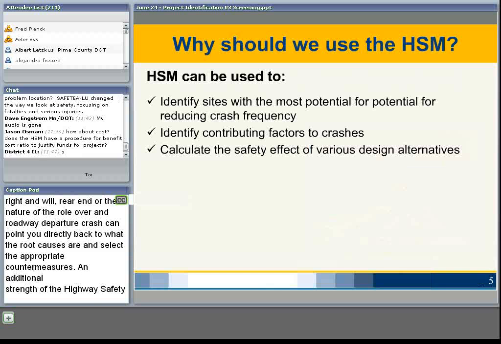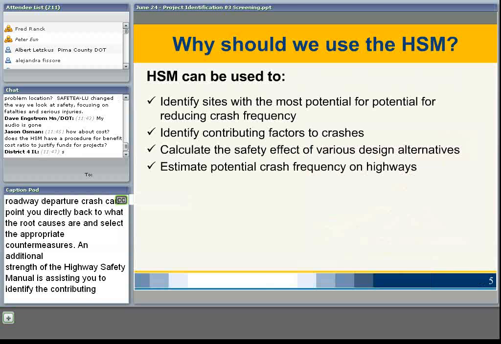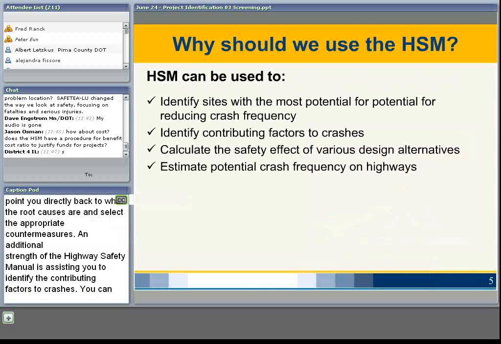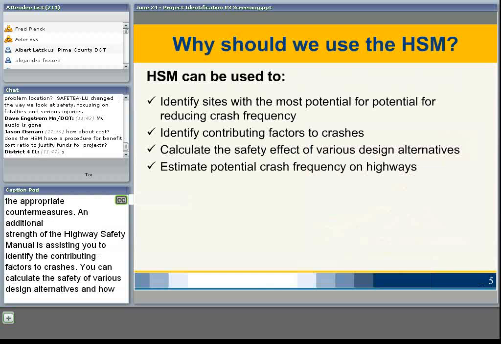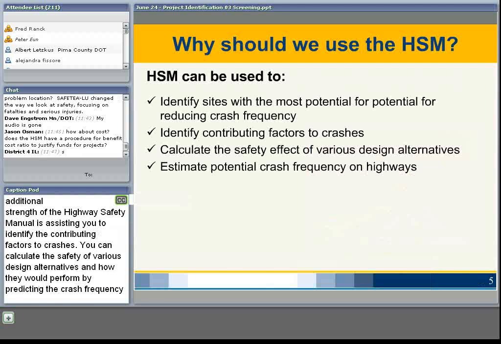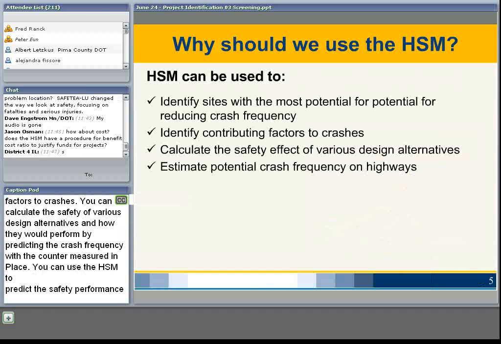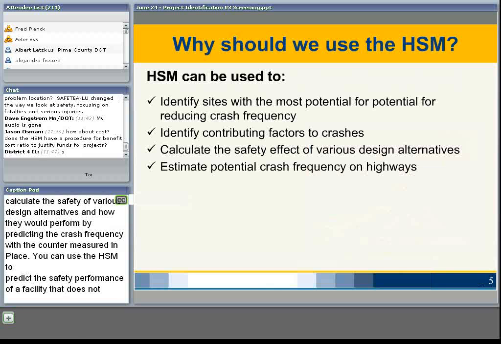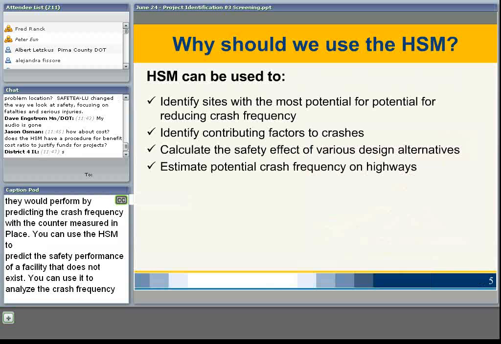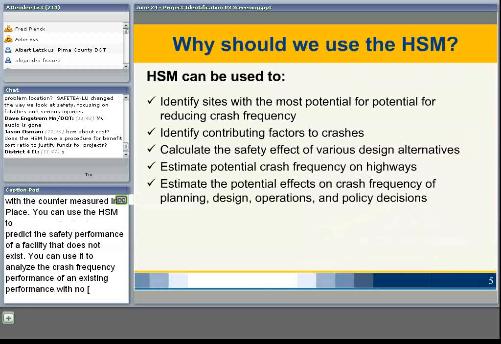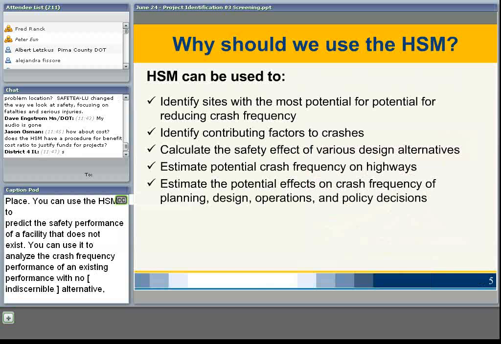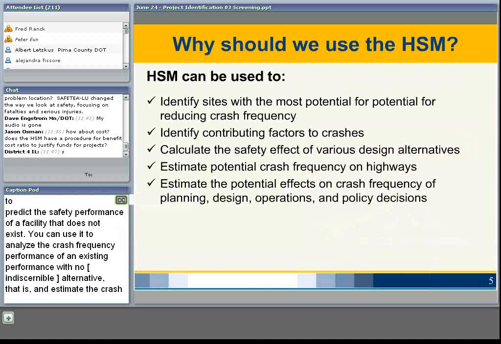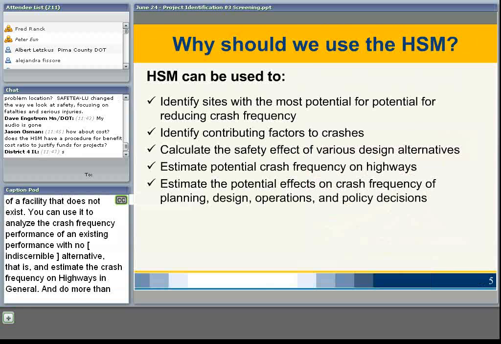An additional real strength of the Highway Safety Manual is in assisting you, the professional, to identify the contributing factors to crashes. Most importantly, you can calculate the safety improvement of various design alternatives and how they would perform by predicting the crash frequency with that countermeasure in place. So you can use the HSM to predict the safety performance of a facility that does not exist. You can use it to analyze the crash frequency performance of an existing facility, the no-build alternative that is, and you can estimate potential crash frequencies on highways in general.